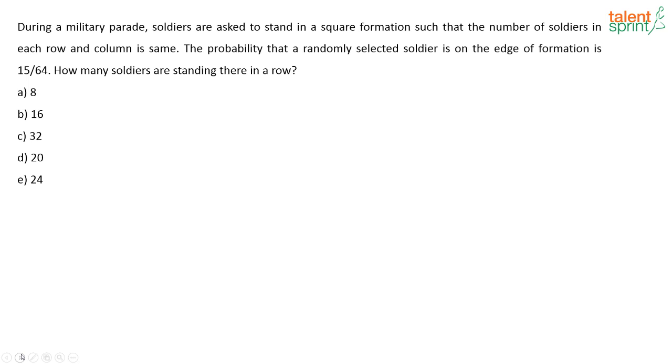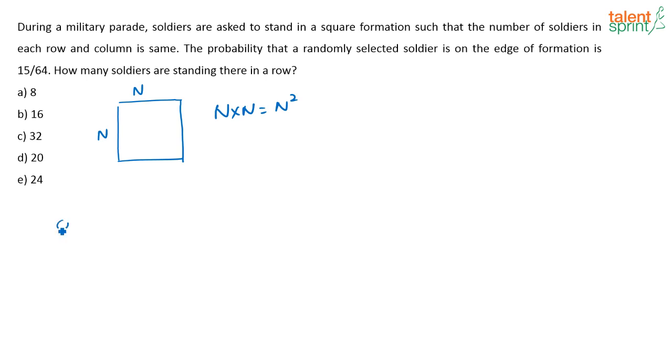Sai Manikanda has given me the answer as 8. Let's try it out. What is given here in the question? There is a military parade and soldiers are asked to stand in a square formation such that the number of soldiers in each row and column is same. So basically, if there are n people in each row, that means there are n people in each column. So totally, how many people are there? N cross n, correct? N squared people are standing.